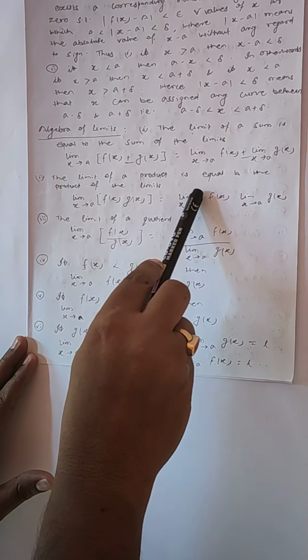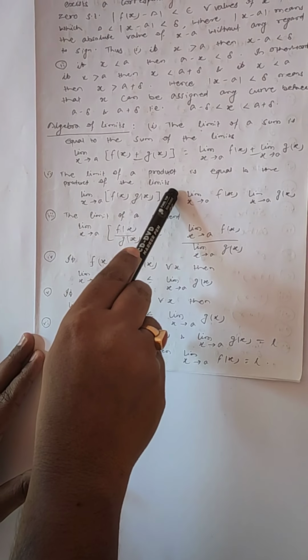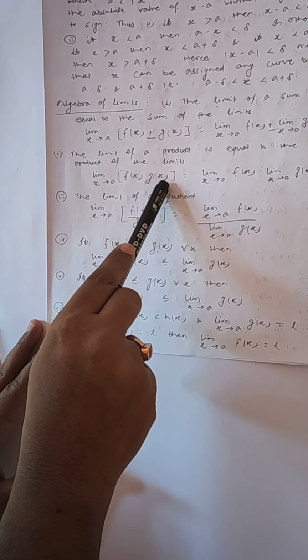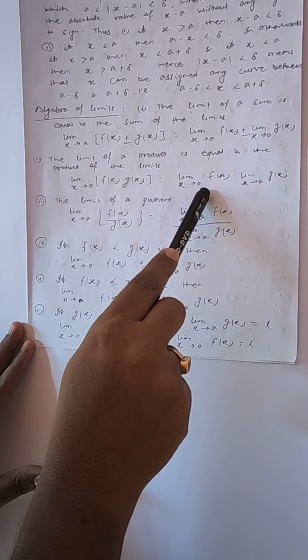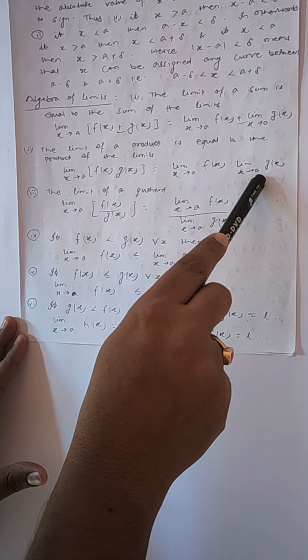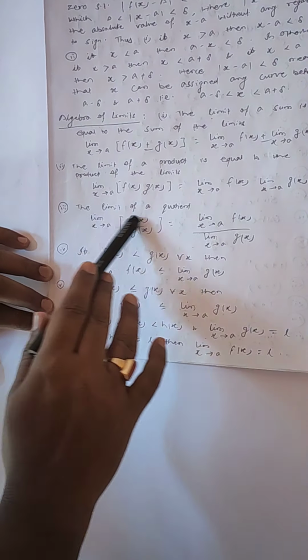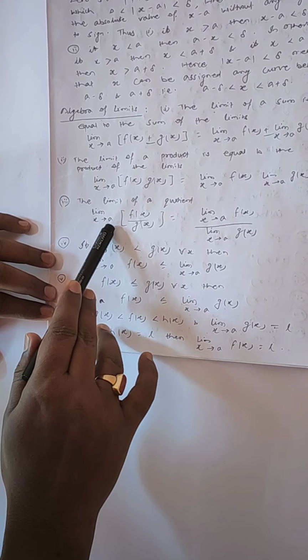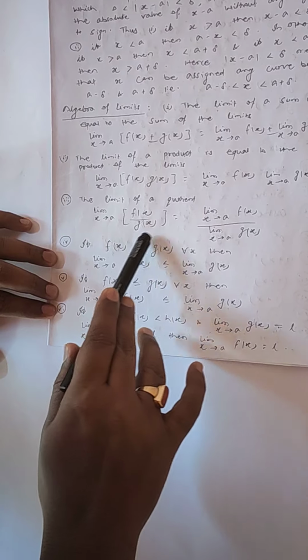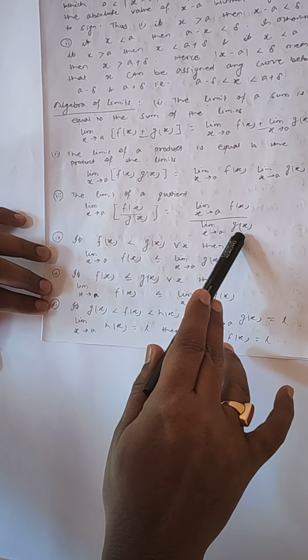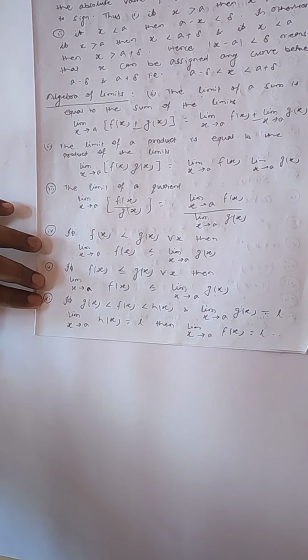Second, the limit of a product is equal to the product of the limits. Limit x tends to a of f of x into g of x equals limit x tends to a of f of x into limit x tends to a of g of x. The limit of a quotient: limit x tends to a of f of x by g of x equals limit x tends to a of f of x divided by limit x tends to a of g of x.